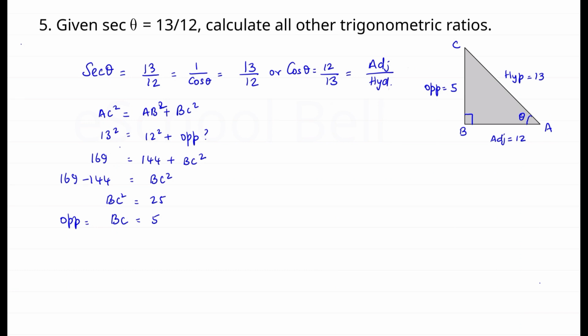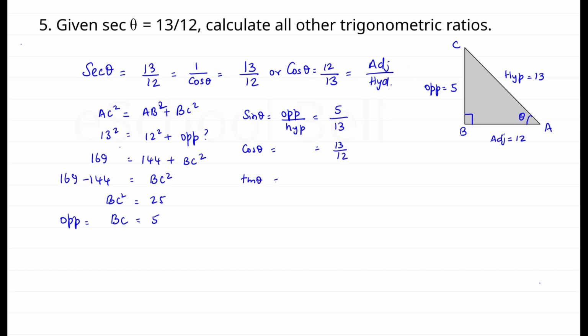You can just write the trigonometry ratios one by one. Let's start with sine theta. Sine theta will be opposite by hypotenuse. Opposite is 5 and hypotenuse is 13. Cos theta is already found, which is 12 by 13.